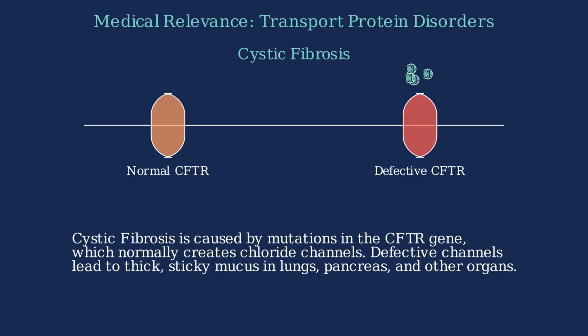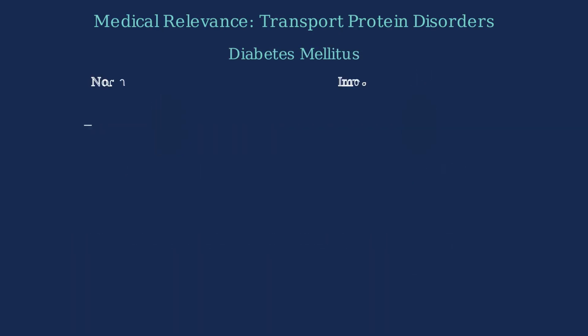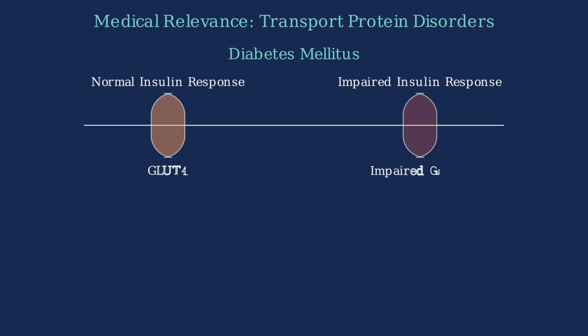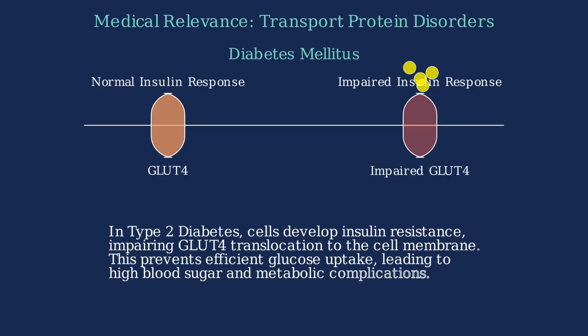In diabetes mellitus, particularly type 2 diabetes, cells develop insulin resistance. Normally, insulin triggers the movement of GLUT4 glucose transporters to the cell membrane. With insulin resistance, this GLUT4 translocation is impaired, preventing efficient glucose uptake from the bloodstream. This leads to chronically elevated blood sugar levels and resulting metabolic complications.